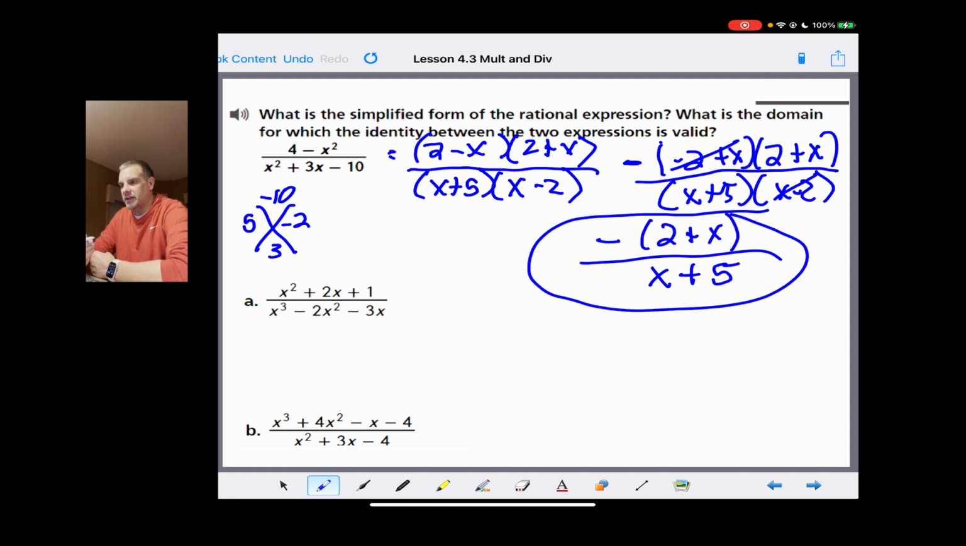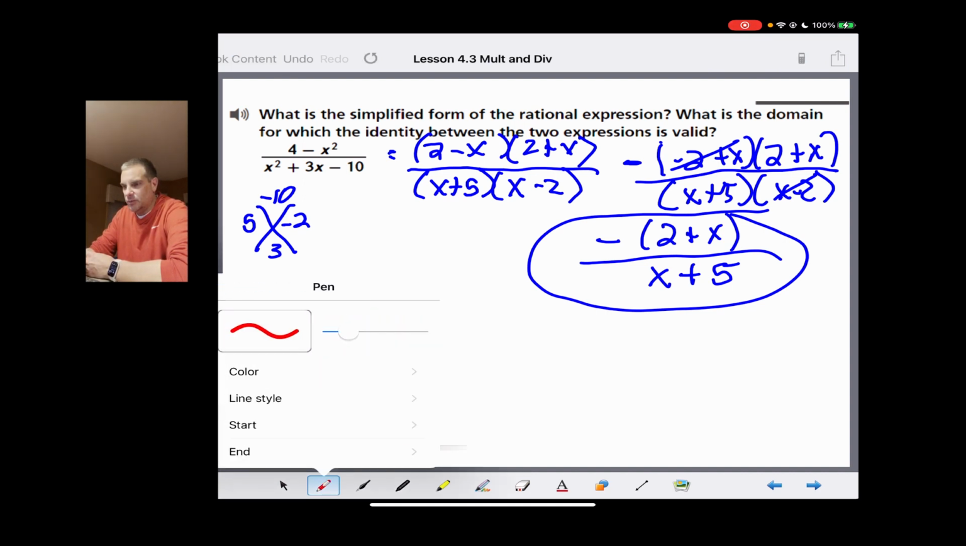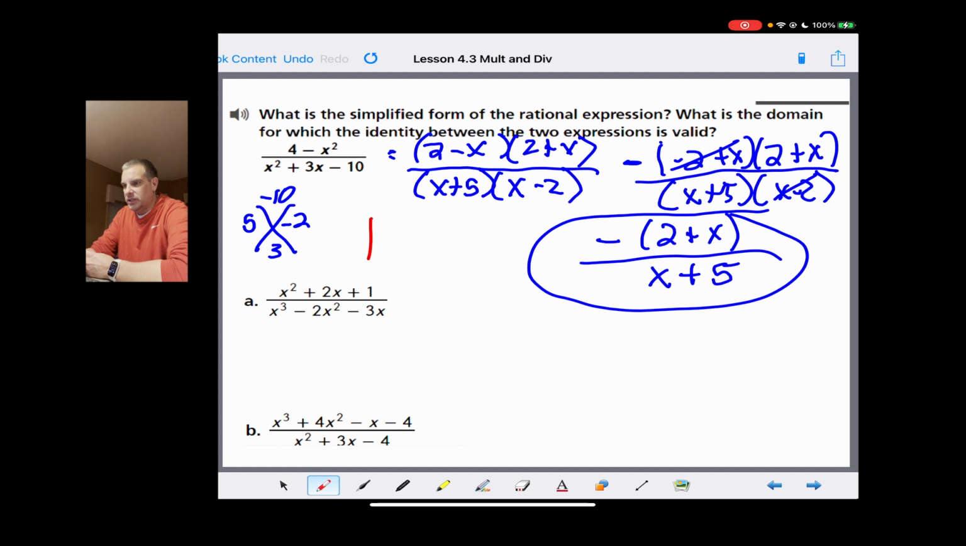Now we have to figure out what's the domain. When we're listing the domain, we're always going to put it's all reals.